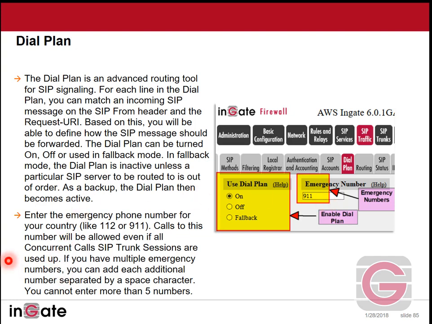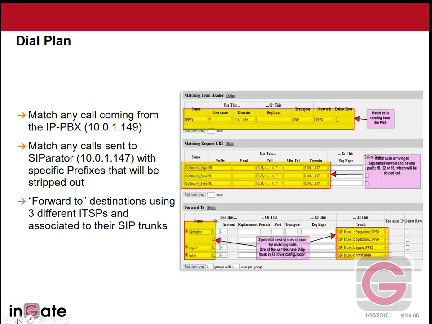Okay, the next thing. Here we see the components of the dial plan. As you can see here, this one is matching the from header. We are calling this rule the PBX. Then we are trying to match the username. Asterisk means anything. In other words, we are not matching the username but the domain.